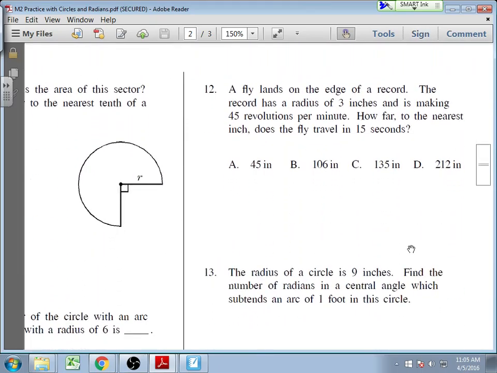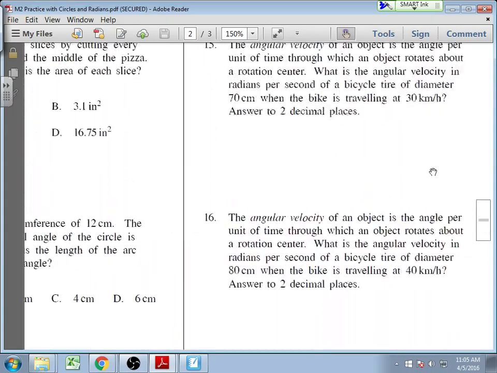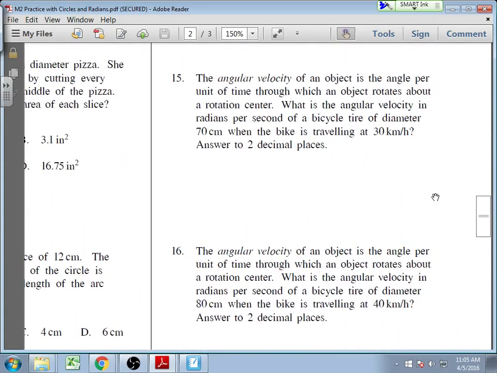Did I hear somebody ask about 12? I said we should just do 12 to 16. I plan on doing one of the bicycle ones. So do we want to jump to one of those since it's going to take a couple minutes? Yeah. You guys want to do 15 or 16? They're both the same type of problem. You want to do 16?